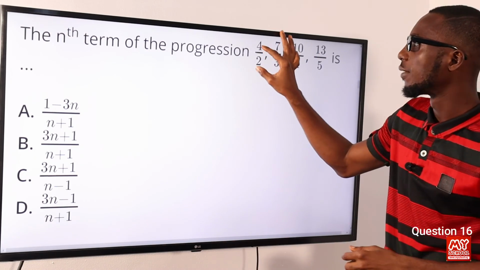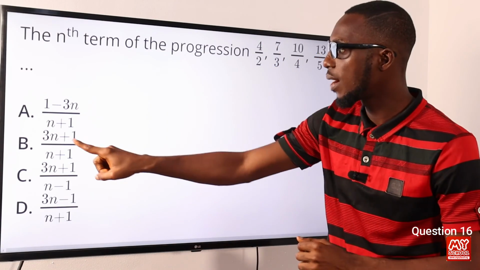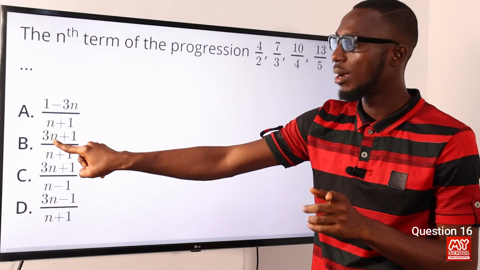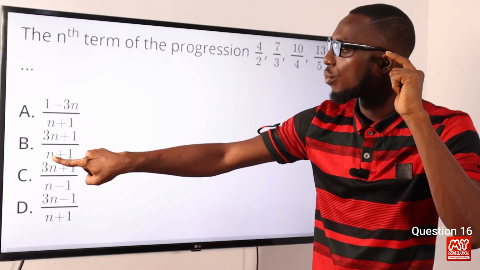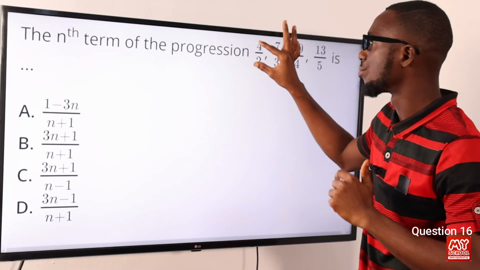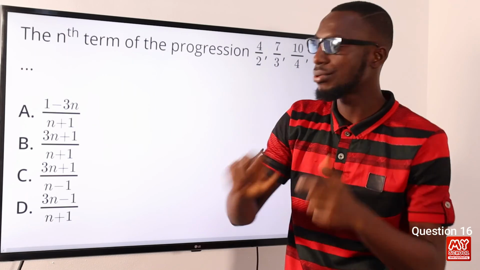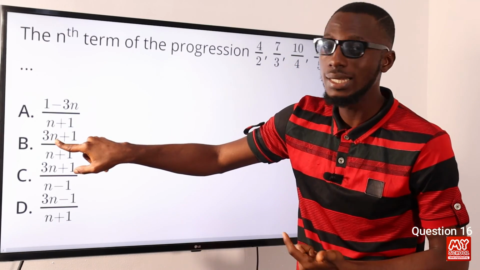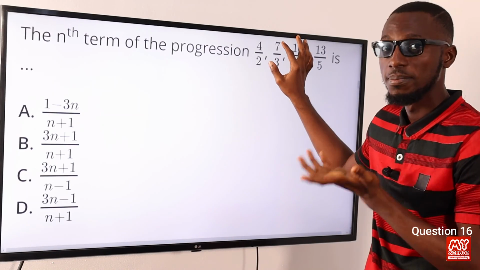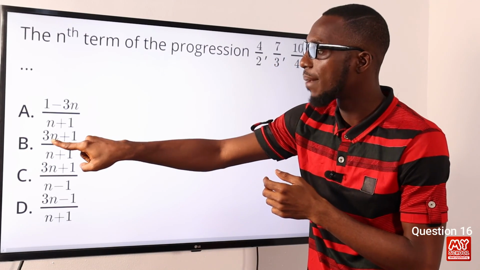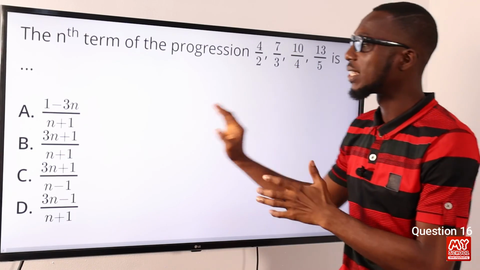Let's look for the first term, n is 1. So that will be 3 times 1, that is 3, plus 1, that is 4. So we have 4 on top. N is 1, remember? 1 plus 1, that is 2. So that is 4 over 2. For the second term, n equals 2: 3 times 2, that is 6, plus 1, that is 7 on top. 2 plus 1 is 3, so 7 over 3. The third term: 3 times 3, that is 9, plus 1, that is 10. 3 plus 1 is 4, so 10 over 4. So this is the nth term we are looking for.